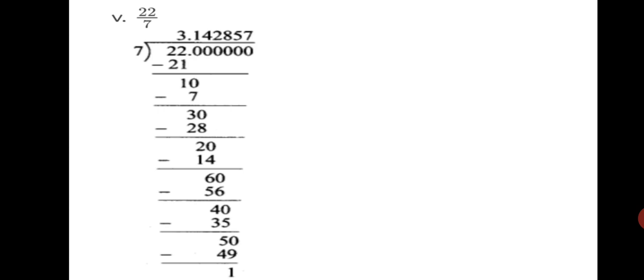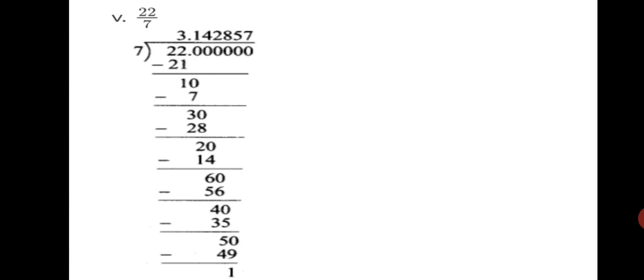so 0 comes down, 7 4s are 28, 2 is the remainder, another 0 comes down, 7 2s are 14, 6 is the remainder, another 0 bring down. Now 7 8s are 56, another 4 is the remainder, another 0 you bring down. 7 5s are 35, 5 is the remainder, one more 0 you bring down. 7 7s are 49. Till now you will see none of the remainders are repeated.